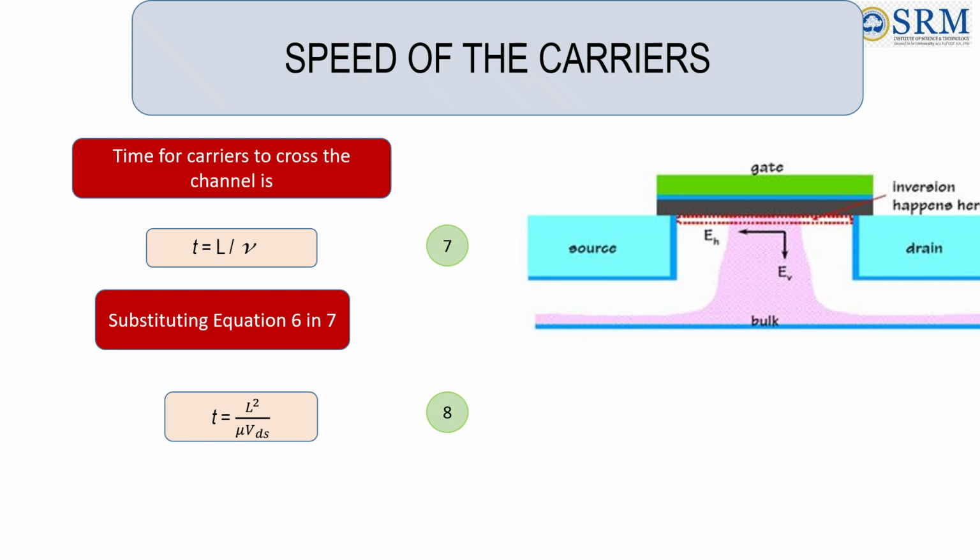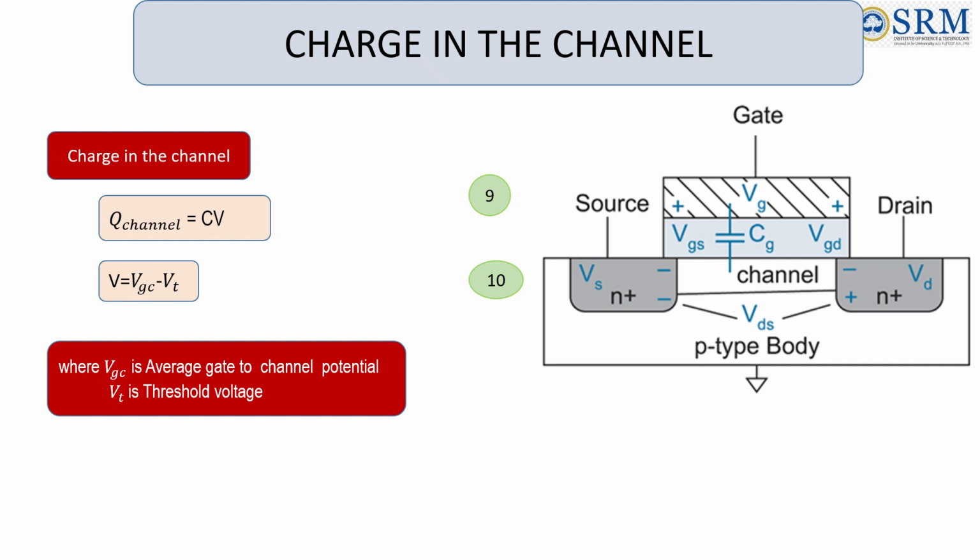So the time taken for the carriers to cross the channel whose length is L is T is equal to L by V. We have got the expression for V in equation number 6. Substituting this, we get T is equal to L squared divided by mu into VDS. The channel charge density is equal to the gate capacitance times the gate voltage in excess of the threshold voltage, or VGC minus VT, where VGC is the average gate to channel potential and VT is the threshold voltage.